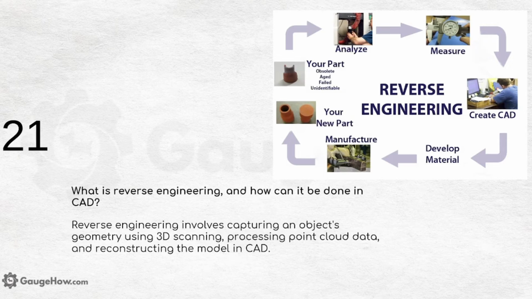What is reverse engineering and how can it be done in CAD? Reverse engineering involves capturing an object's geometry using 3D scanning, processing point cloud data, and reconstructing the model in CAD. So the entire process is reversed and hence the process is also known as reverse engineering. You can see the image and you can analyze how this exactly works.